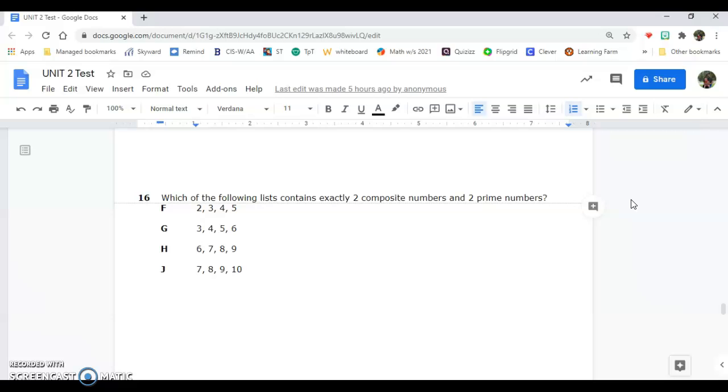Number 16, which of the following lists contains exactly 2 composite numbers and 2 prime numbers? Which of these sets of numbers has exactly 2 composite numbers and 2 prime numbers?